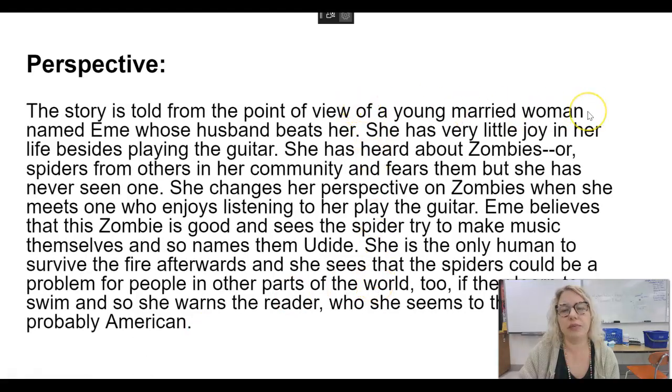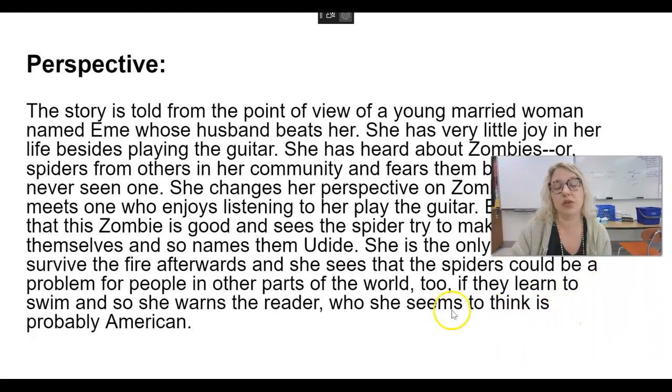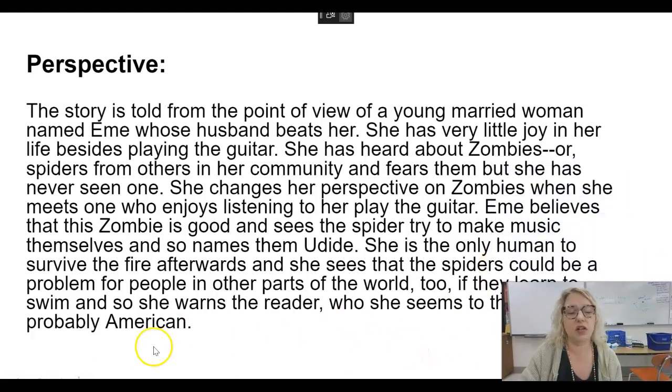It's told from the point of view of a young woman, married, named Eme, whose husband beats her. She has very little joy in her life besides playing the guitar. She's heard about zombies or spiders from others in her community and fears them, but she's never seen one. She changes her perspective on zombies when she meets one who enjoys listening to her play the guitar. Eme believes that this zombie is good and sees the spider try to make music themselves and so names them Udide. She is the only human to survive the fire afterwards, and she sees that the spiders could be a problem for people in other parts of the world too, if they learn to swim. And so she warns the reader, who she seems to think is probably American. Okay, so that shows the perspective of the character in Spider the Artist. You are going to write your own perspective reflection on your story.